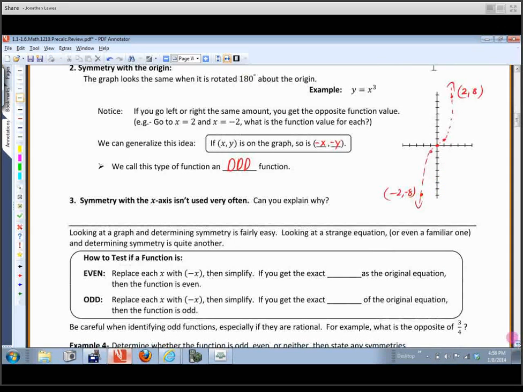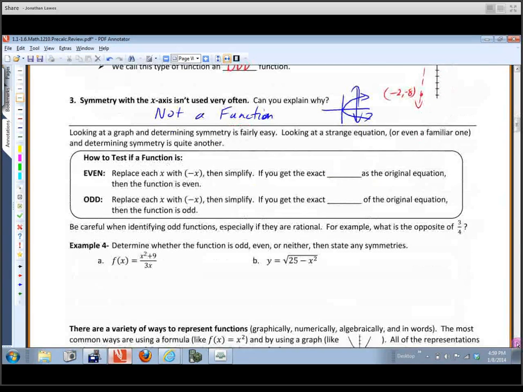I'll let you think for just a second about this one. We don't use symmetry with the x-axis very often, and I'd like you to think about why. We've actually shown an example of why we don't use it very often. If something is symmetric with the x-axis, that means the top would look the same as the bottom. So think about that sideways-opening parabola that we talked about a few minutes ago. This doesn't pass the vertical line test, so anything that's symmetric with the x-axis is not a function. And we like functions. It's not that things that don't pass the vertical line test aren't useful. It's just that we like things that are functions for the most part.